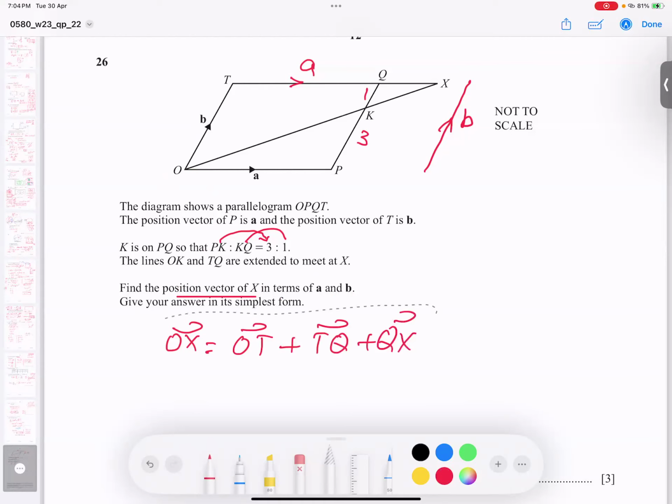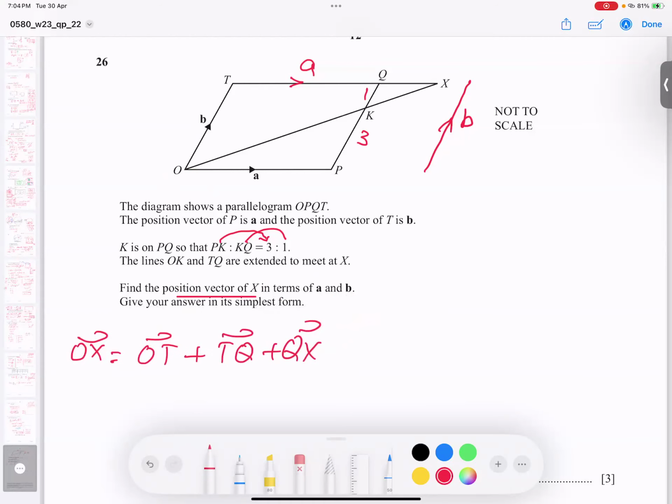So students, the planning is very clear. Let's try to get it. O to T is what? B. So I get a B here. T to Q is what? Is small a. I got it. Only the problem left, Q to X. If I get this answer, the question finishes.